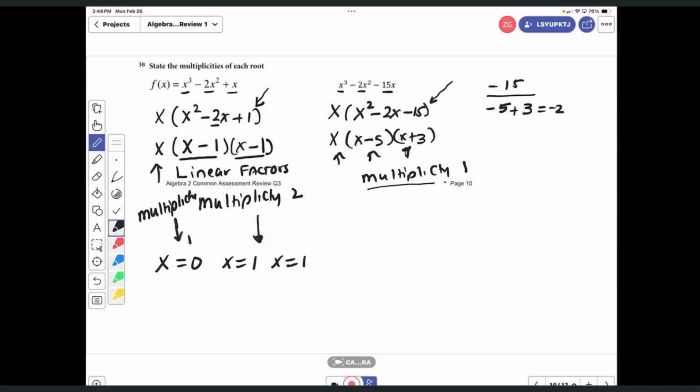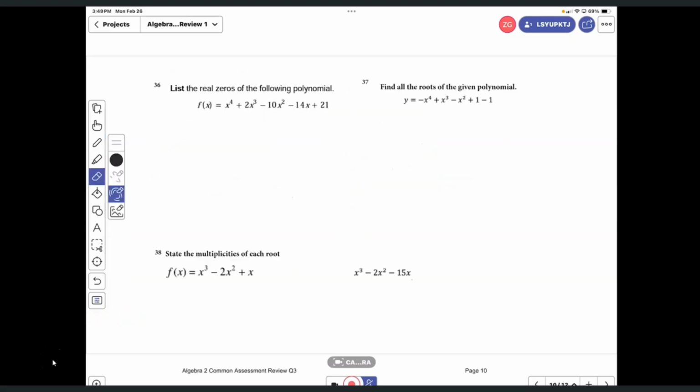And there's a multiplicity. X cubed minus 2x squared minus 15x. The common factor is x. So we're left with x squared minus 2x minus 15. You factor it into numbers that add up to be negative 2. So it's going to be x minus 5 times x plus 3, and each of them has a multiplicity of 1.